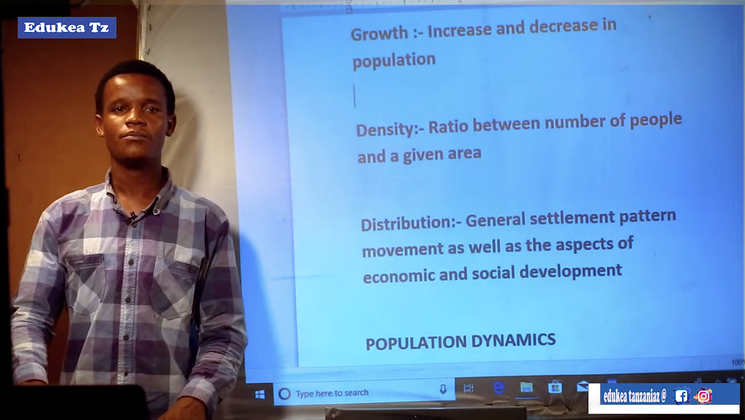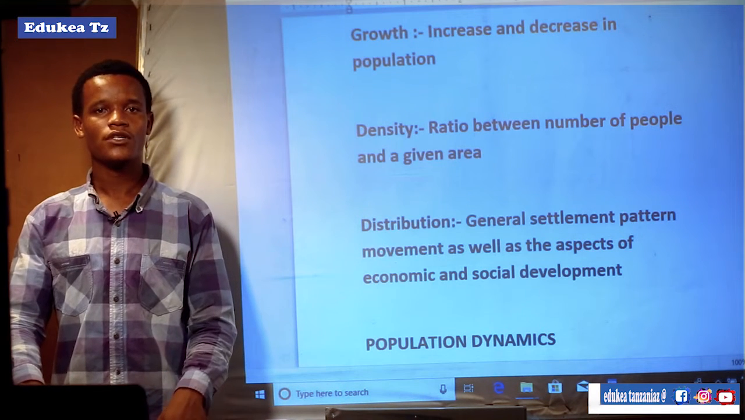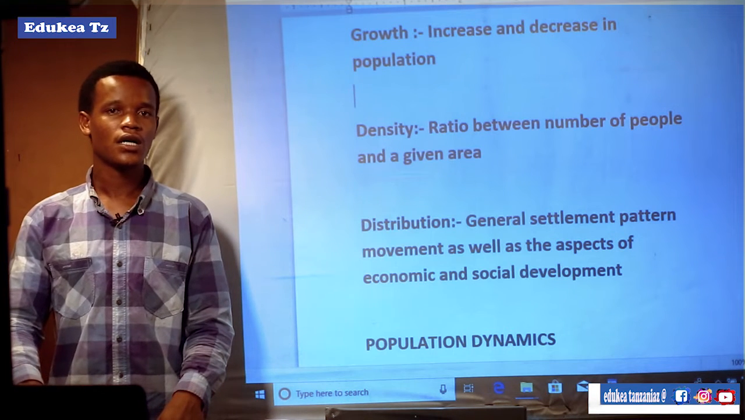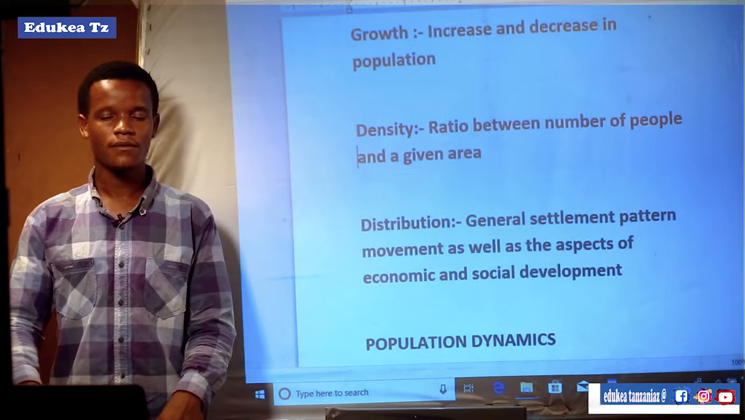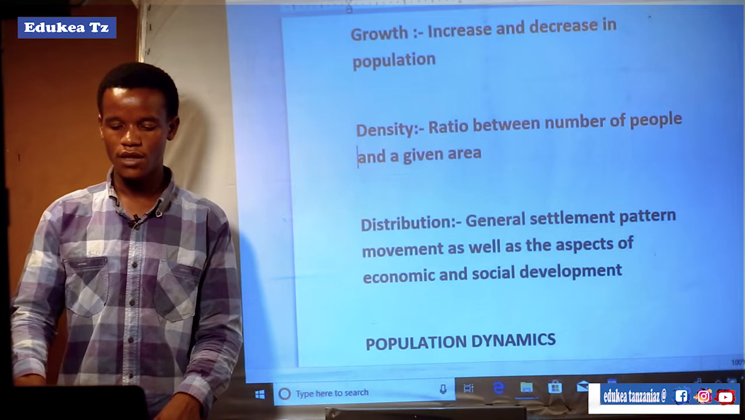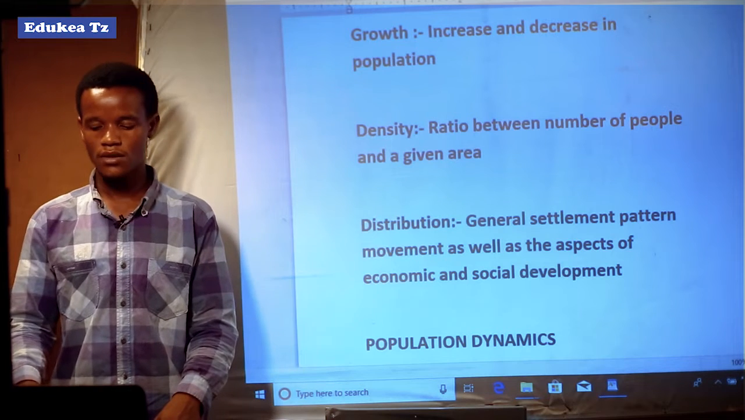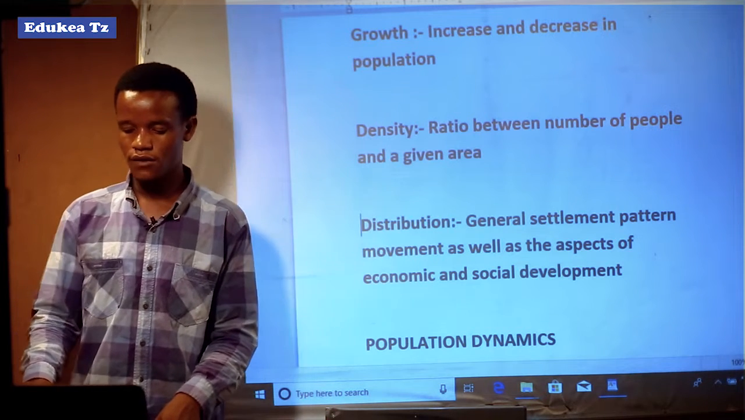So distribution is the way people are distributed according to different reasons. It can be due to good infrastructure that influences people to move there. So areas that have good infrastructure tend to attract people compared to areas that do not have good infrastructure.